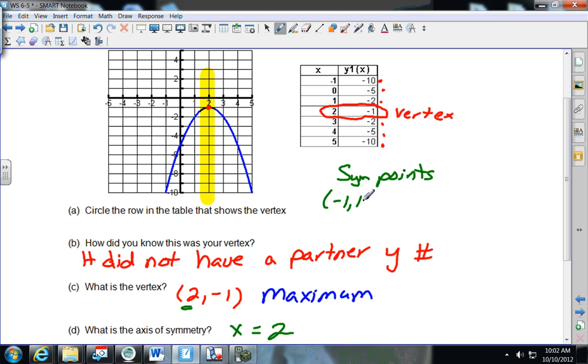-1, -10. And 5, -10. What's another set? 0, -5. And 4, -5. Is there another one on here? The only thing that has to be the same is the y, not the x. Okay?